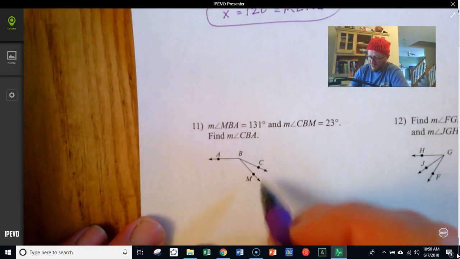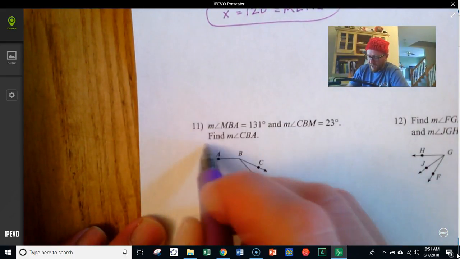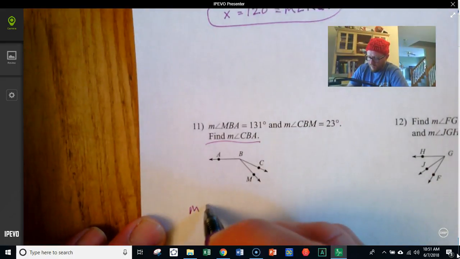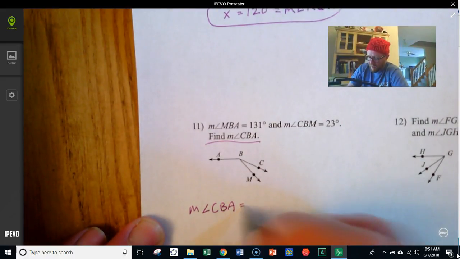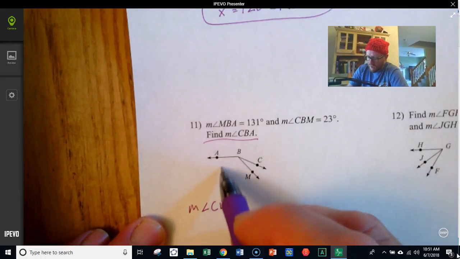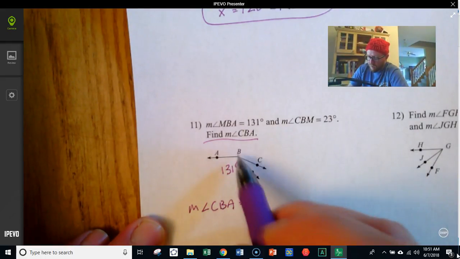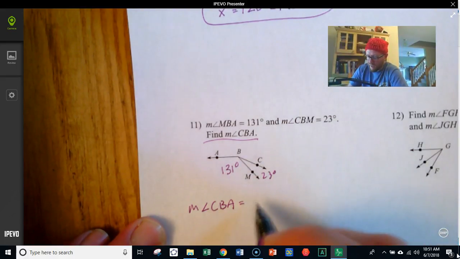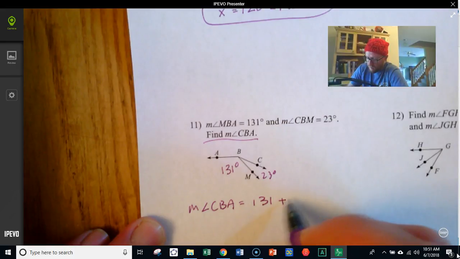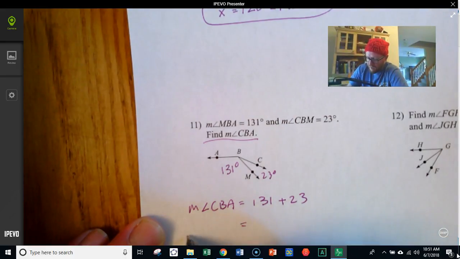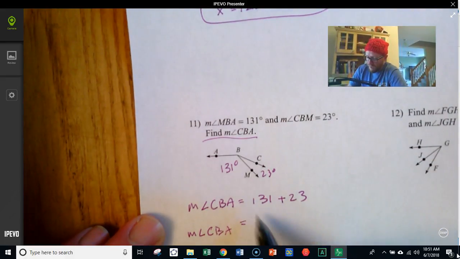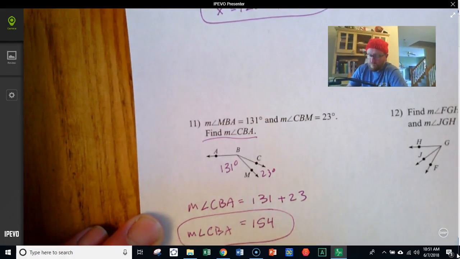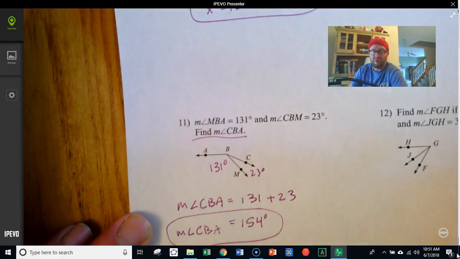We're supposed to find CBA. CBA, that's the big angle. So the measure of angle CBA is going to be equal to, let's see, 131 for MBA and 23 for CBM. So 131 plus 23. So the measure of angle CBA is, see, 154 degrees.